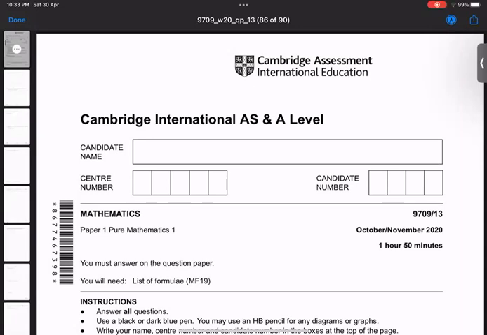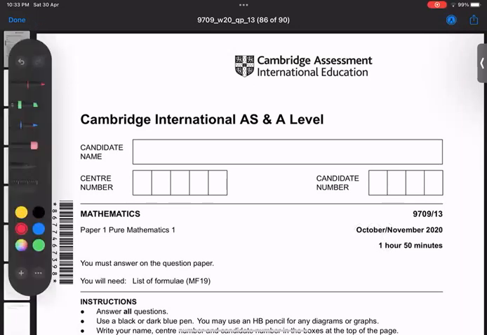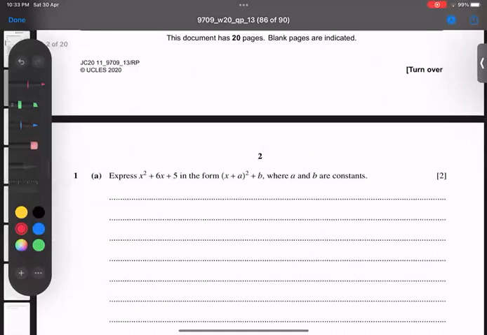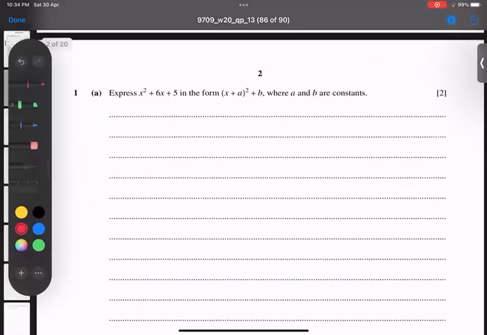And I'm going to start now October 2020 and variant 13. You can see, and this is the 13th variant. So let's start question number 1. He said, this is called completing square form.